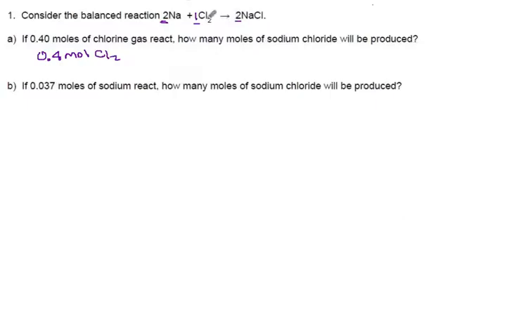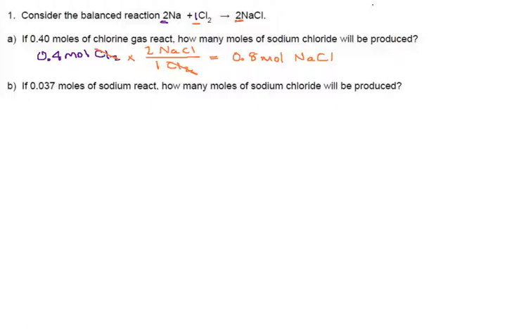You could do something like this. The reaction gives you that there's 2 moles of sodium chloride for every 1 mole of chlorine. So you can say, I'm going to get 2 NaCl for every 1 chlorine. If you do that, the chlorines cancel out, and mathematically you do 0.4 times 2 divided by 1, and that gives you 0.8 moles of sodium chloride. Not too bad.